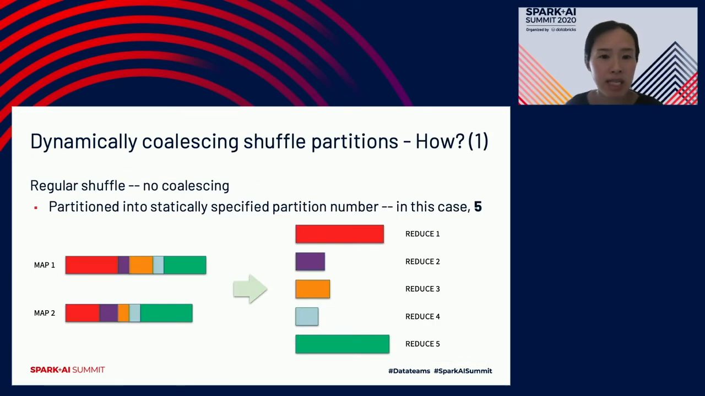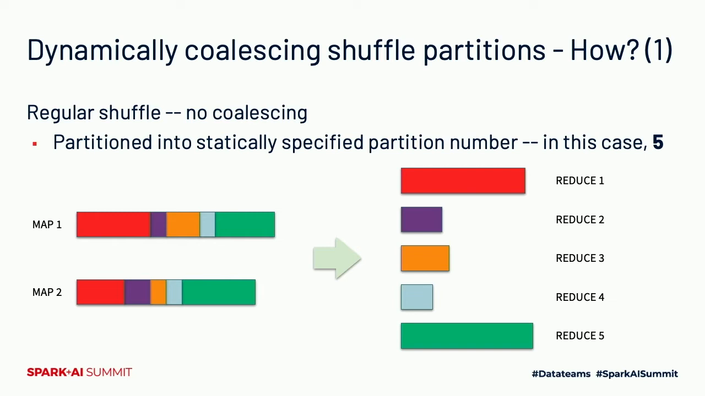Next, let's take a peek inside this coalesce operator and see what it does to decrease the number of shuffle partitions. This is what a regular shuffle process without coalescing looks like. For simplicity, we just use 5 as the initial partition number and assume there's only 2 map tasks. The first step of a shuffle is the map side partitioning based on partition keys. Since our partition number here is 5, the partition keys will be hashed into 5 different groups, and the 2 map tasks here partition their data into 5 sections corresponding to each key group.